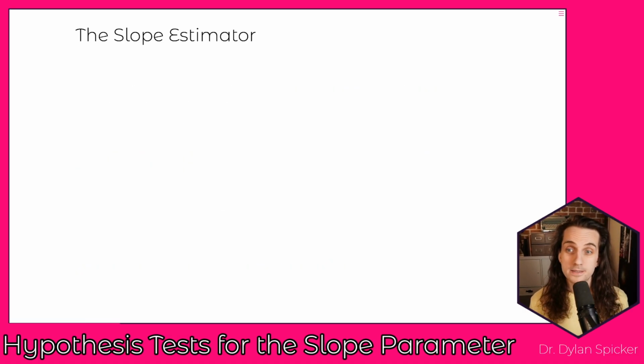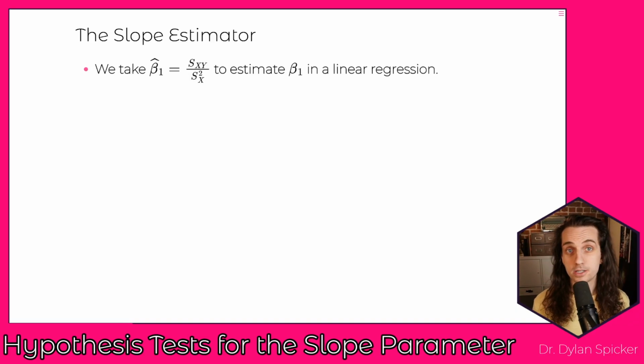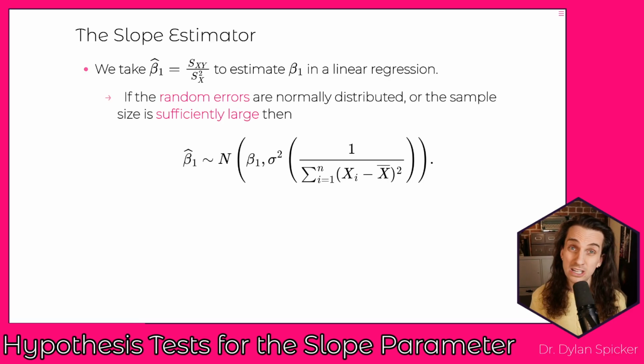So if we think about what the slope estimator is, the slope estimator beta hat 1 is given by the ratio of the sample covariance to the sample variance of x in a simple linear regression. We're using this to estimate beta 1, which is the true slope parameter. Now, if either the random errors are normally distributed, so if epsilon is normally distributed, or if we have a sufficiently large sample, then beta hat 1 is going to have a normal sampling distribution. So it's going to be normal or approximately normal with a mean of beta 1 and a variance of sigma squared times 1 over the sum of x_i minus its mean, squared.